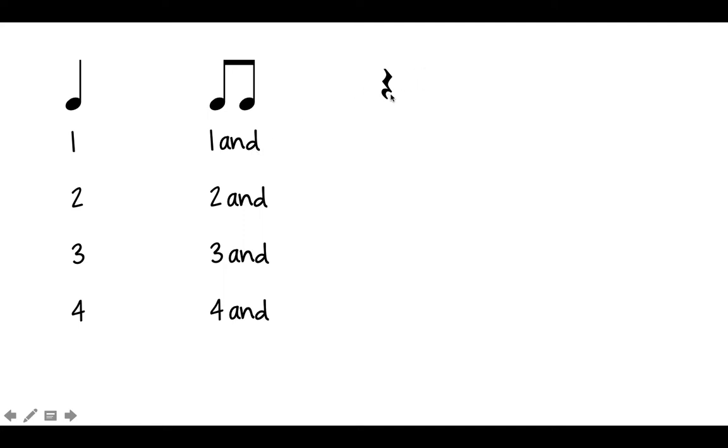And then when we have a rest, we still have to count it, but we put it in parentheses to show that we don't say it. So when you see parentheses, you know you say it inside of your head. So we would write parentheses with 1 for a rest, or parentheses with 2, 3, 4.